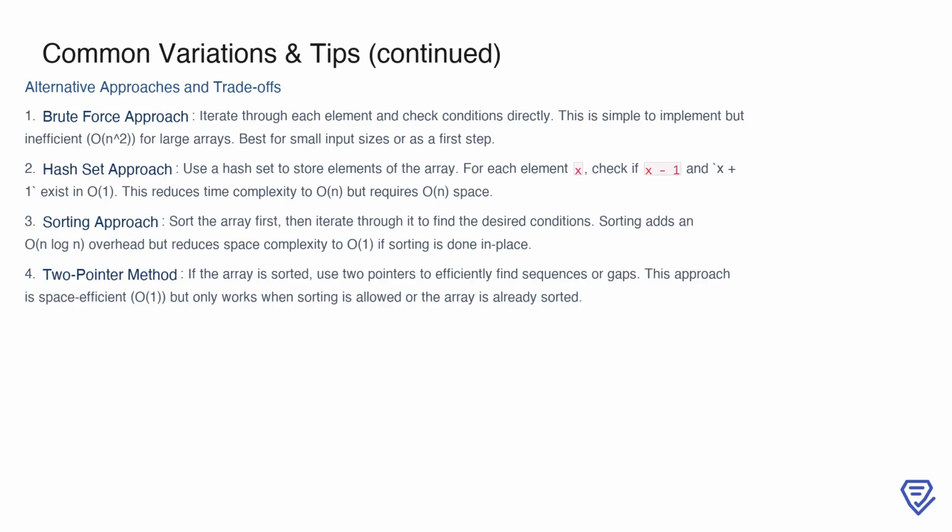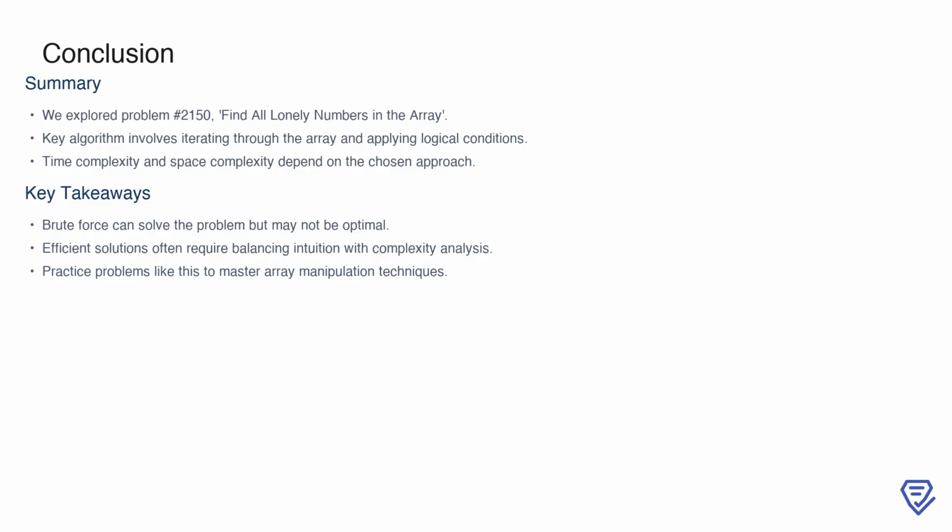Another technique is the sorting approach, where you sort the array first and then iterate to identify lonely numbers. This introduces an O(n log n) overhead but reduces space complexity to O(1) if the array is sorted in place. Finally, the two-pointer method is another efficient option for sorted arrays. This technique minimizes space usage, requiring only O(1) extra space, and is particularly useful for detecting sequences or gaps. However, it's only applicable when sorting is allowed or the array is pre-sorted. Each of these approaches has its strengths and weaknesses, so the best choice depends on the specific constraints and requirements of the problem.